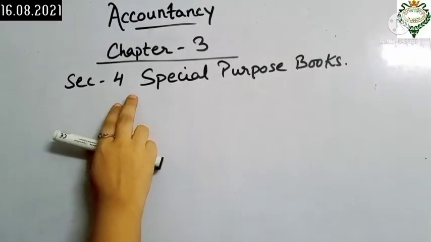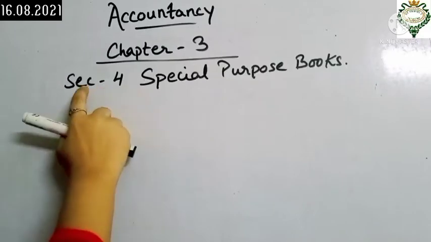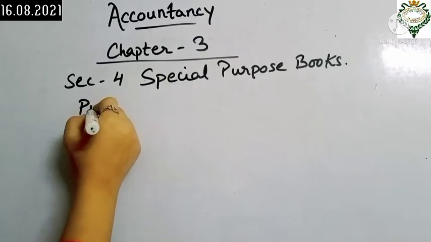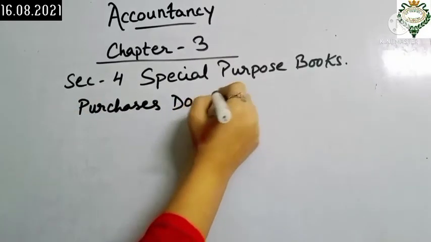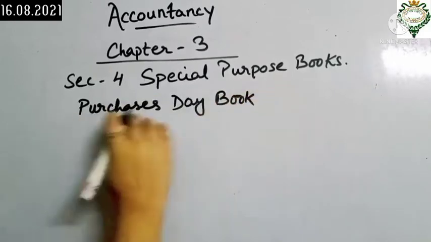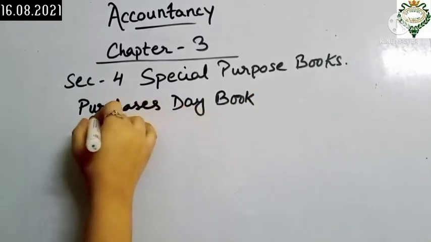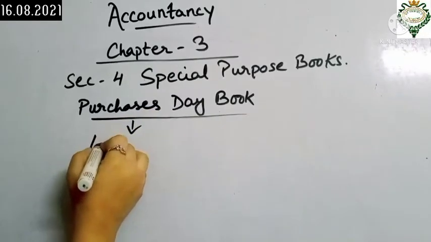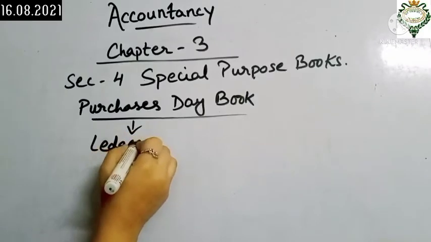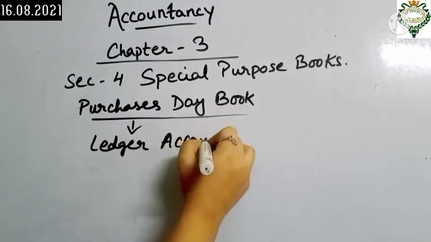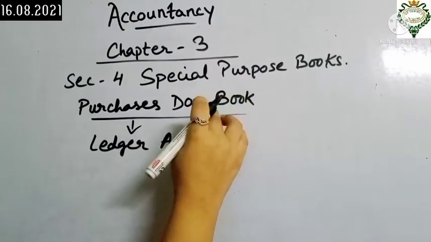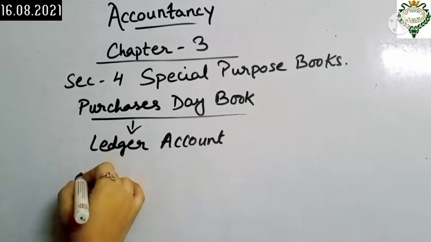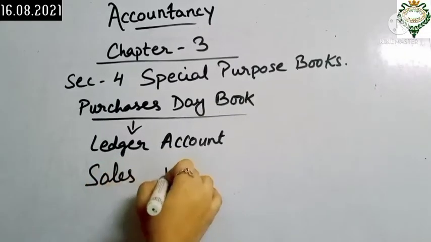Good morning, students. Today we will be continuing the same chapter, in which we are doing section 4, special purpose books, and we are continuing the day book, in which we are doing the purchases day book. Today we are going to do one sum in which we will understand how to form the ledger account for this. We will know how to transfer the transactions of the purchases day book into the ledger account, and we will also do the next topic, that is the sales day book.